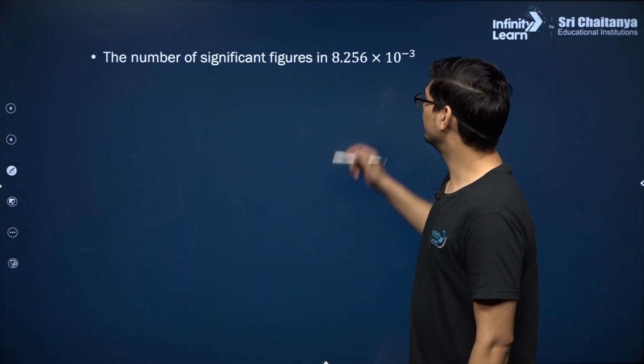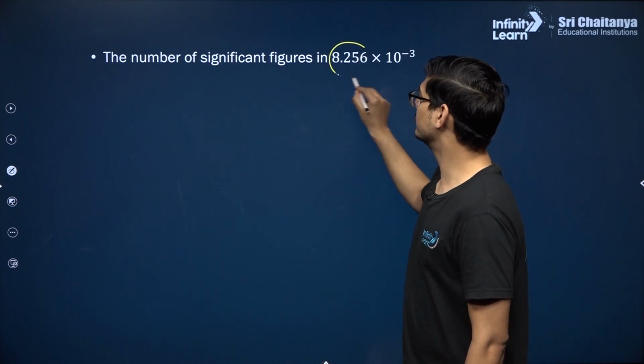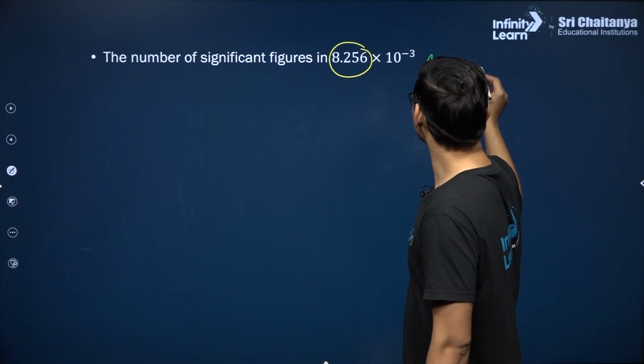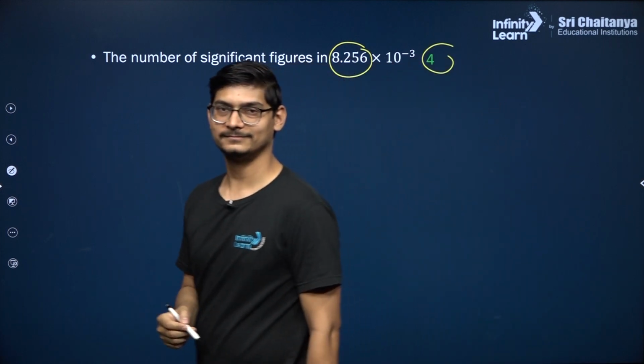The number of significant figures in this: significant figures are always determined from the decimal part. Of course, this has 4 significant figures.